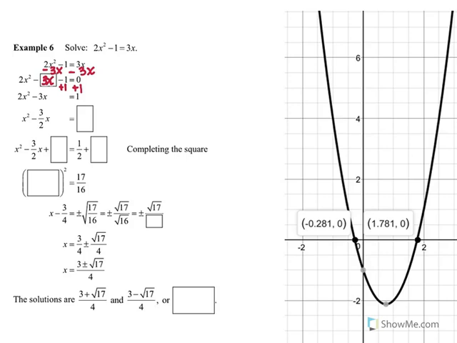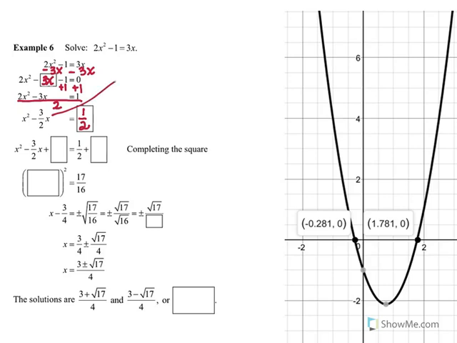Now I notice there's the x squared there, there's a number in front of x squared. We cannot have that. So I need to divide everything by 2 so that there's nothing in front of x squared. This gives me x squared - 3/2 x is equal to 1/2. Okay.